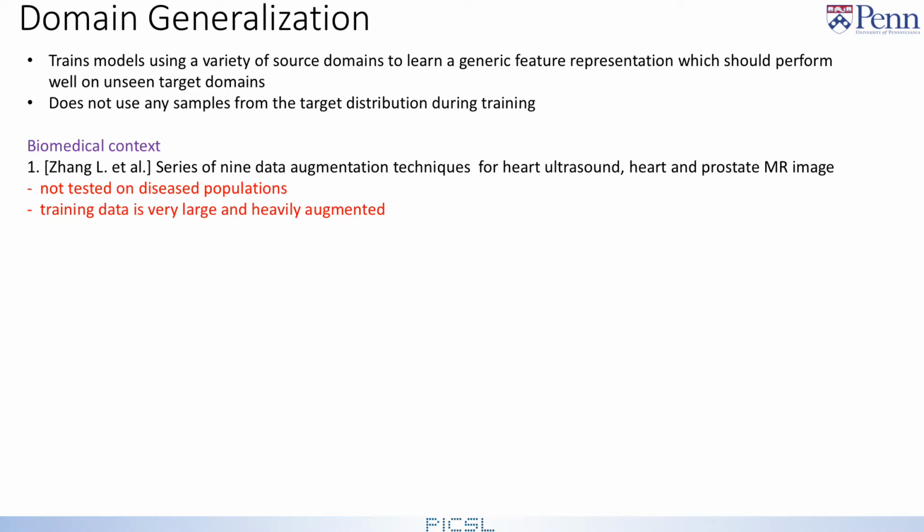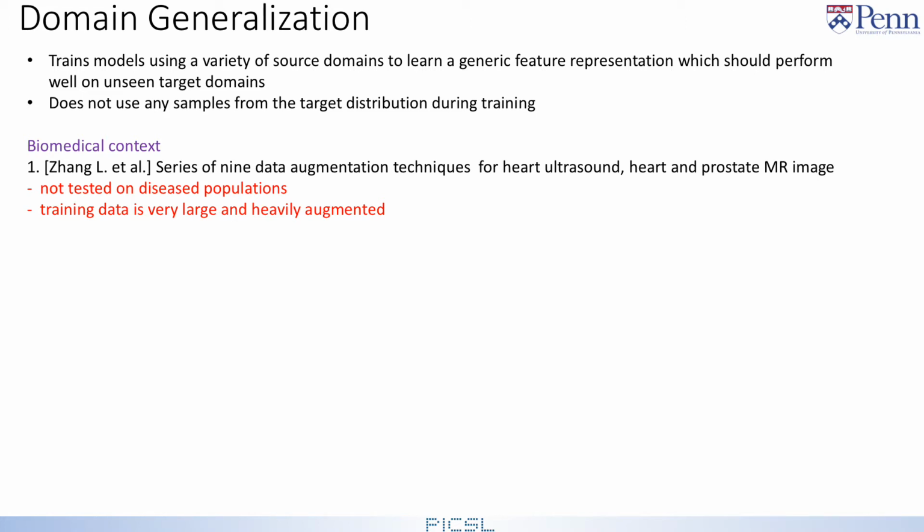Domain generalization trains models using a variety of source domains to learn a generic feature representation which should perform well on unseen target domains, and does not use any training examples from the target dataset. To the best of our knowledge, domain generalization is a relatively lesser studied topic within biomedical context, especially for image segmentation. We now discuss some of the previous work and highlight their drawbacks.